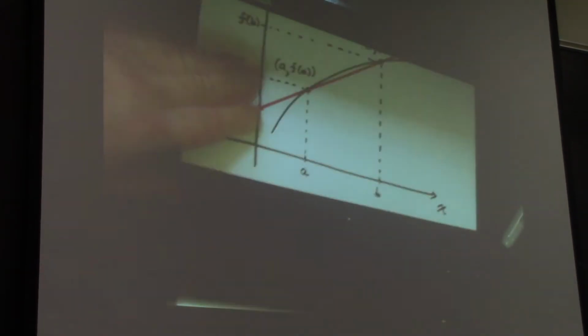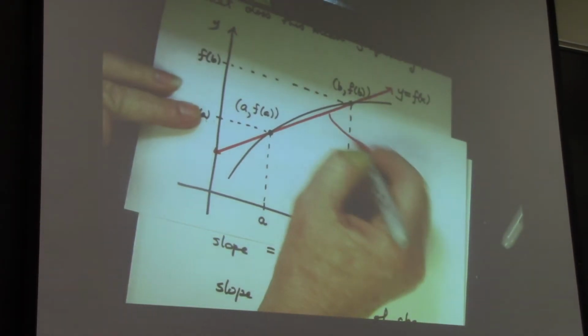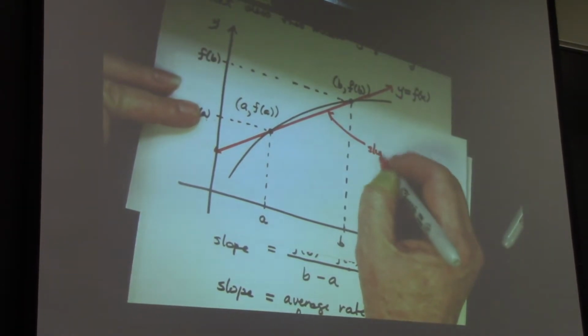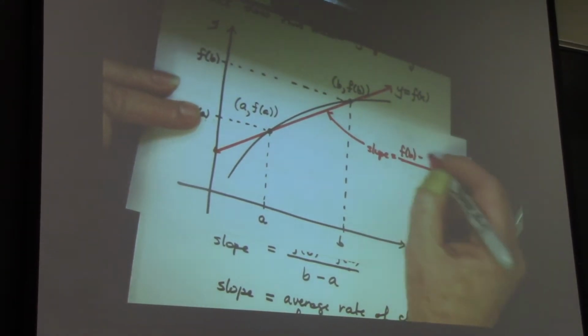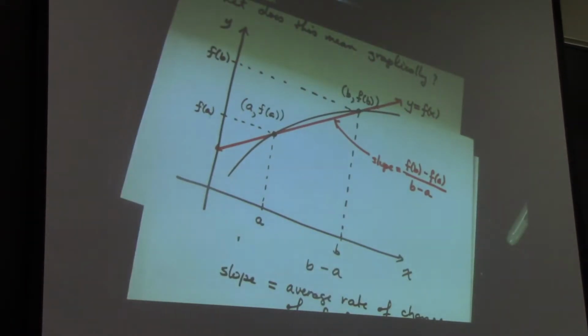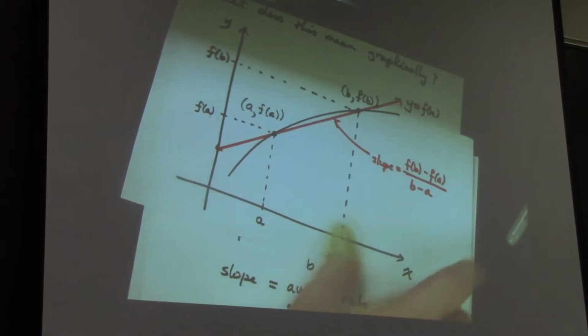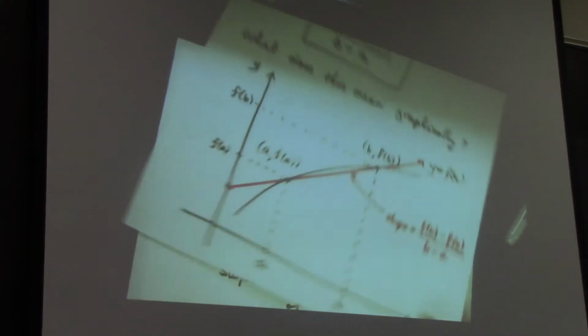Okay, let me just go back and label that here. So here, the slope of this line is my f of b minus f of a over b minus a, my average rate of change. So let's just go back and kind of look at our function as much as we can graph it. We don't have the formula, but we have 5 points on the graph.